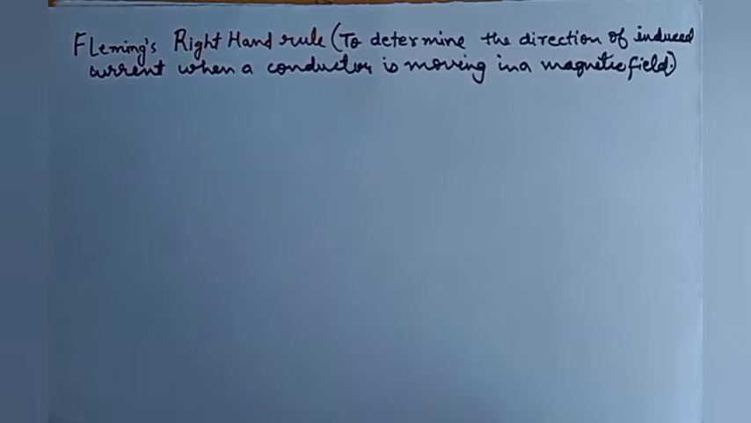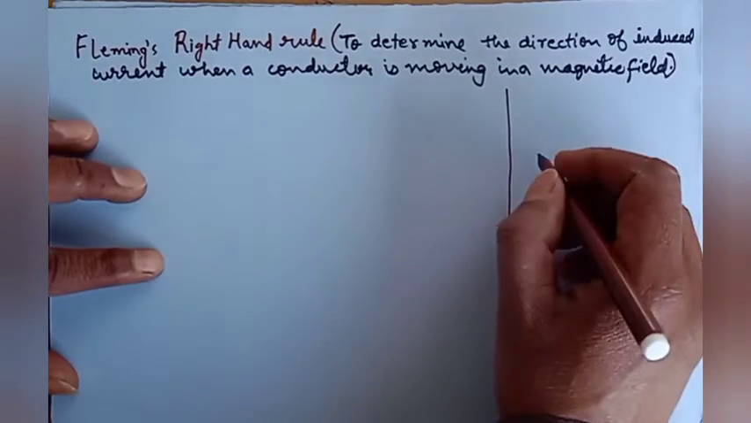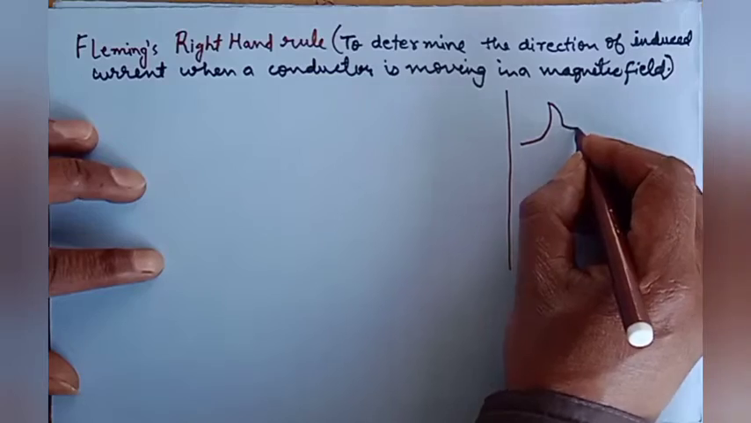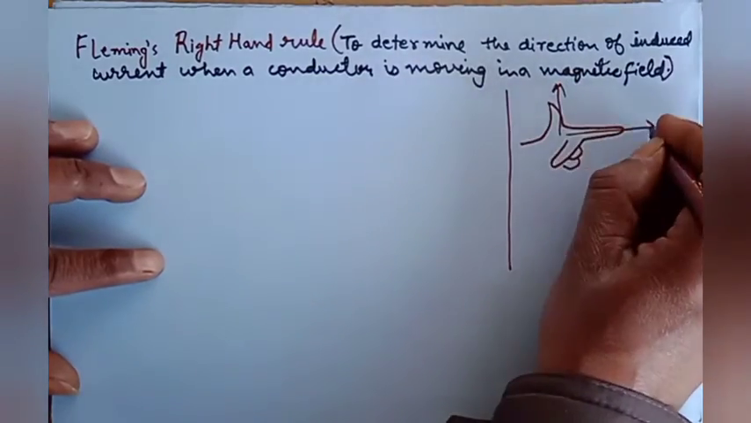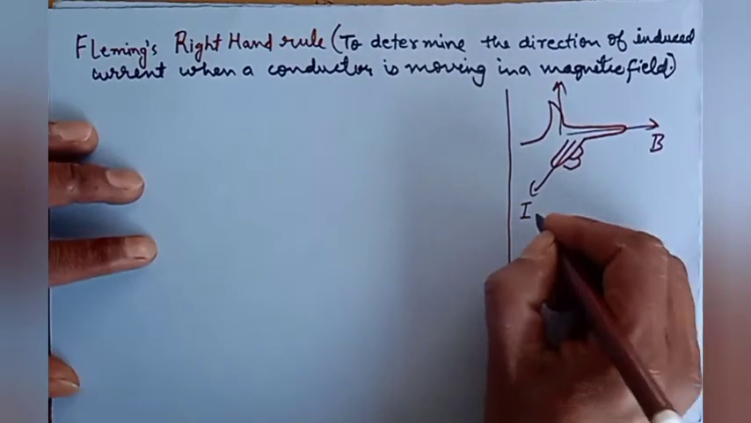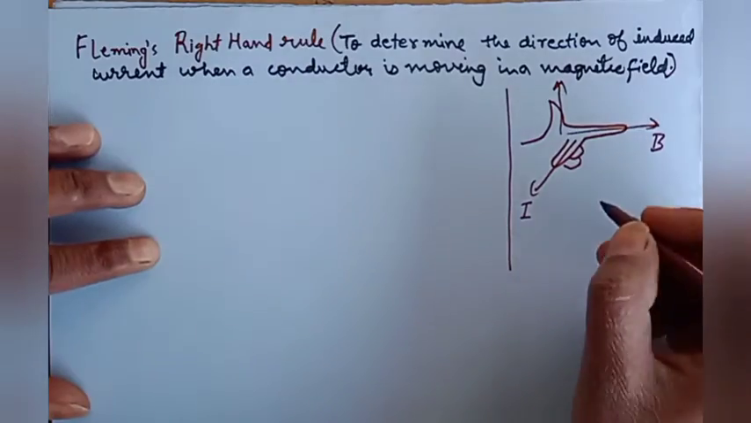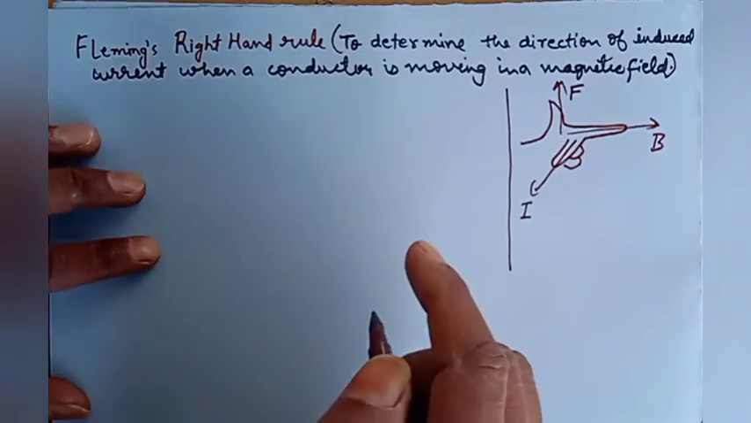So here we have a rule, Fleming's right hand rule. Earlier I told you about Fleming's left hand rule. That was, if a current carrying conductor is placed in a magnetic field, then it experiences a force. For a quick recap, if the index finger shows the magnetic field B and the middle finger shows the direction of current in that current carrying conductor, then the thumb will show the direction of force acting on that conductor.